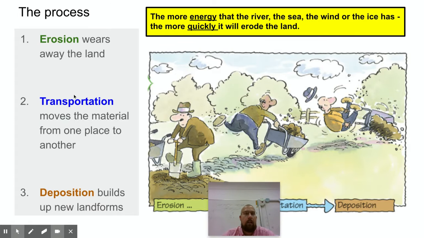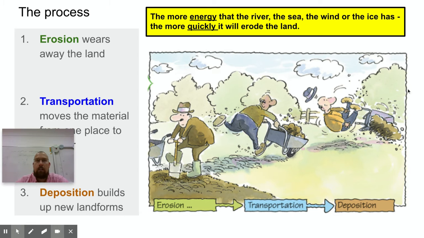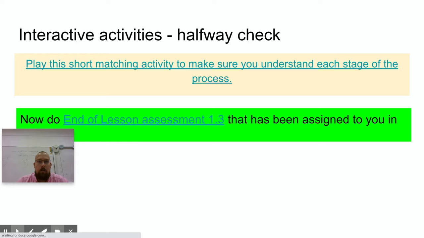Okay, the process. Erosion wears away the land. Transportation moves material from one place to another. Deposition builds up new landforms. Okay, we see it in this little quick cartoon drawing. The more energy that the river, the sea, the wind or ice has, the quicker the land will erode.